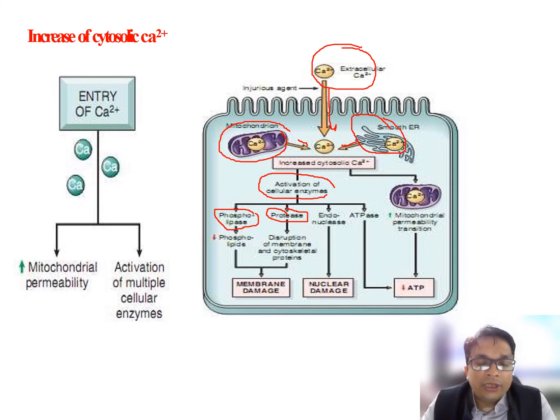Also, this overactivation or entry of calcium results in activation of the endonuclease enzyme. We discussed earlier that the endonuclease enzyme is responsible for the breakdown of the nuclear membrane, which results in apoptosis. It also results in activation of the ATPase enzyme, which is responsible for the reduction of ATP molecules. Increased mitochondrial permeability also results in a decrease in ATP molecules, and we discussed the ATP molecules in detail in the last section.